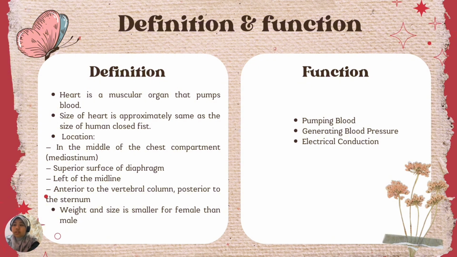The second function of heart is to generate the blood pressure, in which the heart creates the force necessary to push blood through the blood vessels, and the pressure is known as the blood pressure. Thus, sufficient blood pressure is crucial to ensure a proper blood flow to the organs and tissue. And the last function of heart is that it is involved in the electrical conduction system.